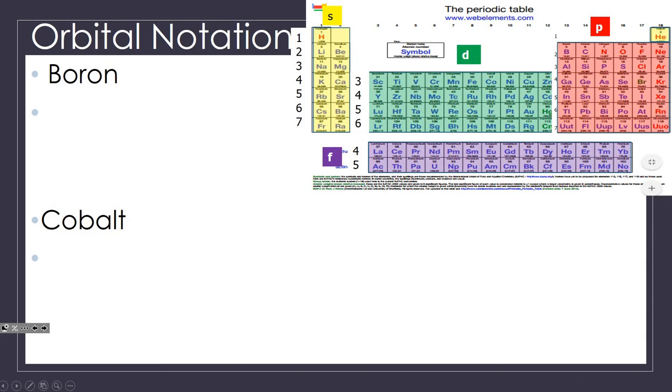Boron is number what? Number 5. Do you see it? It's in the corner of the pink. Okay, so it's right here. Okay, we're starting at the beginning. So I'm writing it all from scratch, just like you guys are. So we are starting right here, which is row 1. We're hitting the S. In the S, there's only 1 room.